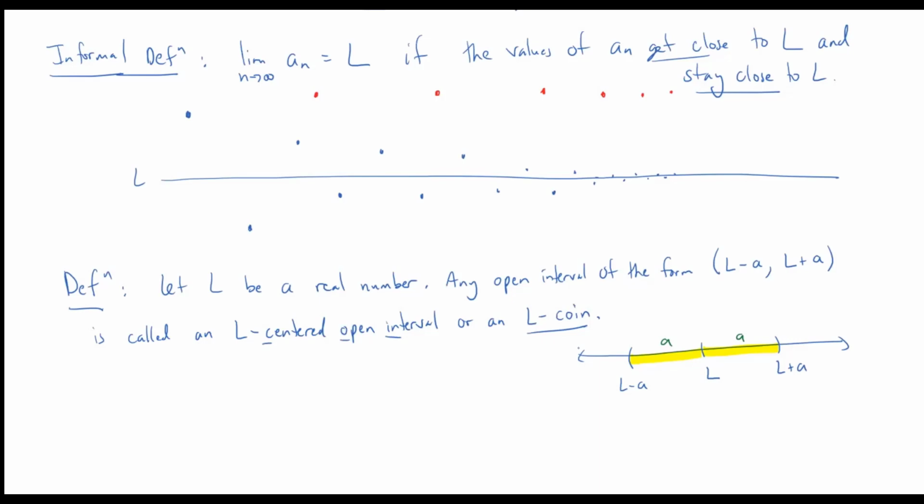I want you to think about it visually here. I could take a physical coin, like a penny or a dime, and I could lay it down with L at the center. So there's my coin that I draw. And there's different size coins. So there's one coin, but I also might have a smaller coin like that. But they're all going to be centered at L. Cool.